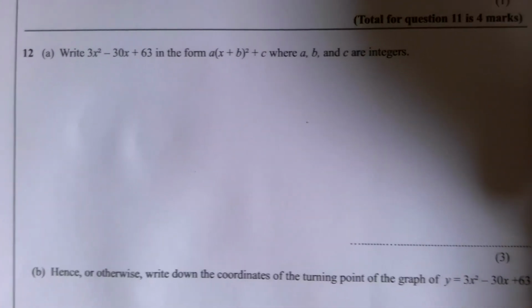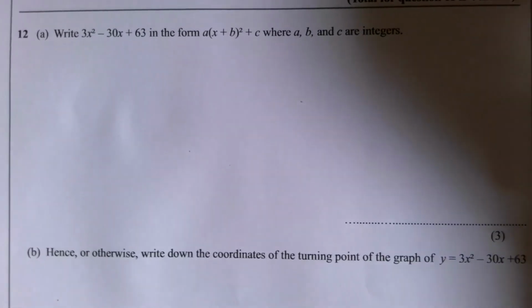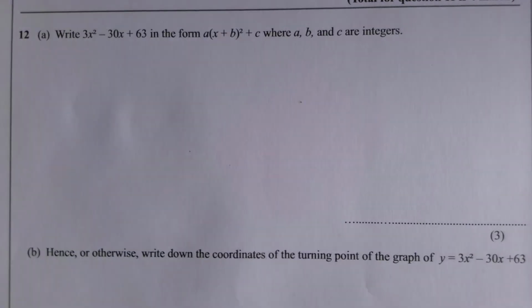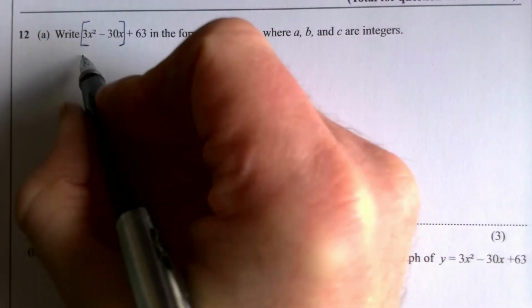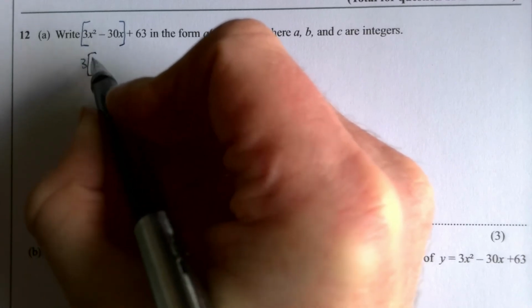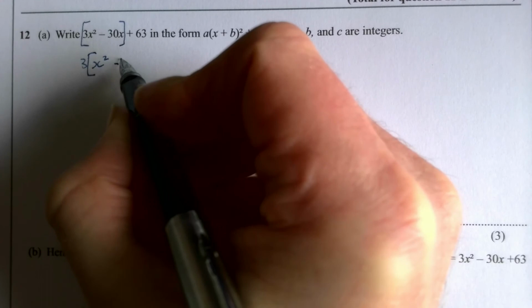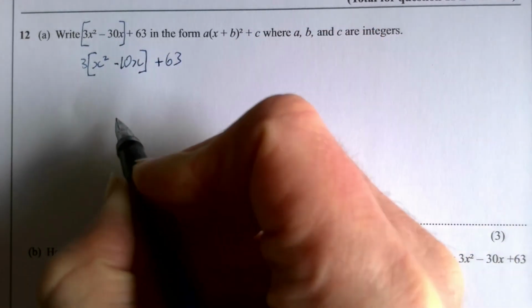Now let's have a go at one more. So pause the video and give it a go. So here's my square bracket, and then I'm going to take my factor of 3 outside the square bracket, so just write x squared there, divide 30 by 3 gives me 10x plus 63.